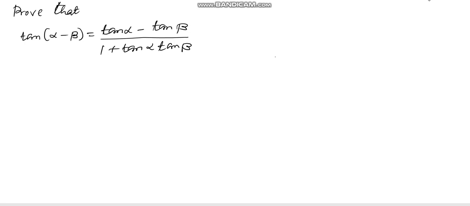Okay, welcome guys. So we have this question here where we have to prove that tan(alpha minus beta) is equal to (tan alpha minus tan beta) divided by (1 plus tan alpha tan beta). Here we're just going to show that the left hand side is equal to the right hand side after we simplify it. So we start with the left hand side.